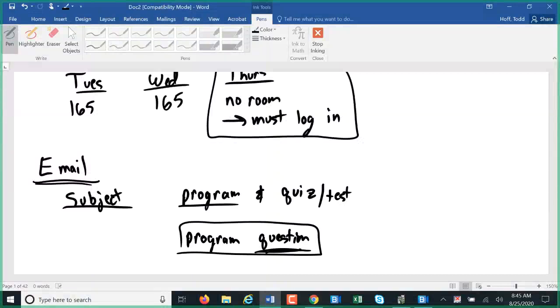quicker and sort through. I typically get 50 to 80 emails a day, but with this virtual format this fall, I'm expecting probably closer to 200 emails a day. So that'll help me sort through them and get back to you quickly on those.